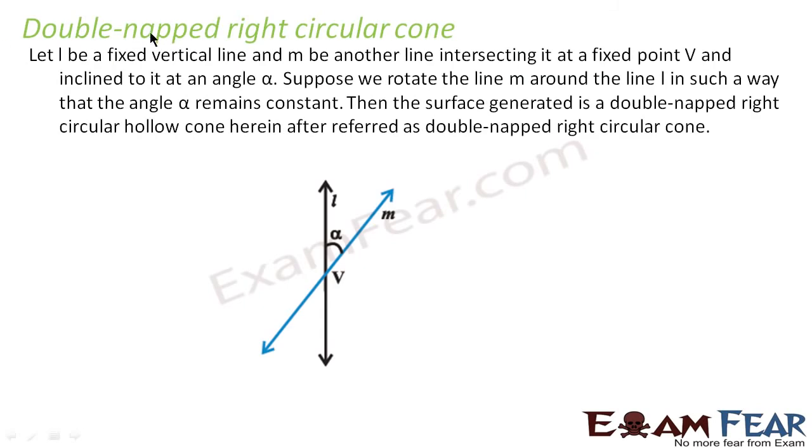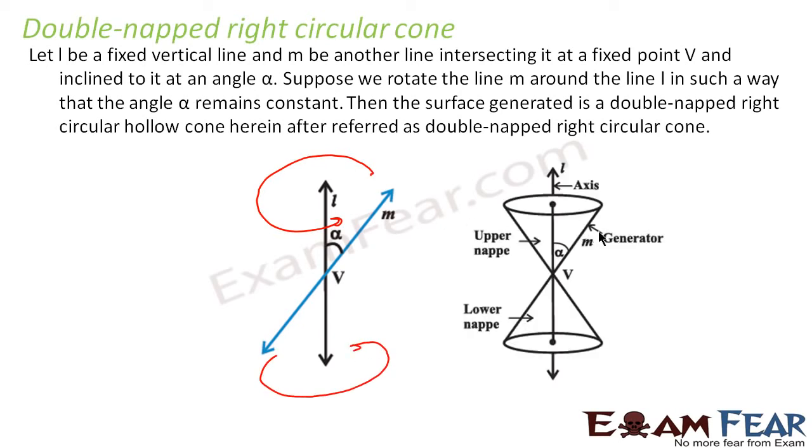So you see, this is a double napped circular cone. To obtain a double napped circular cone, we take this line and one more line which is at angle alpha, and this alpha is constant. Now if we rotate this line about this axis, what you get is this figure.